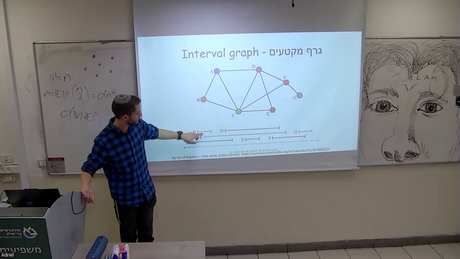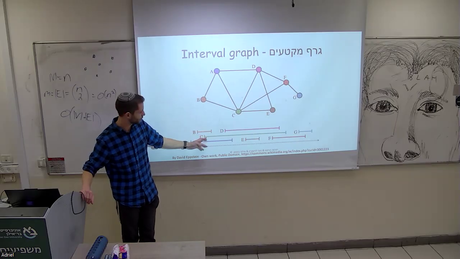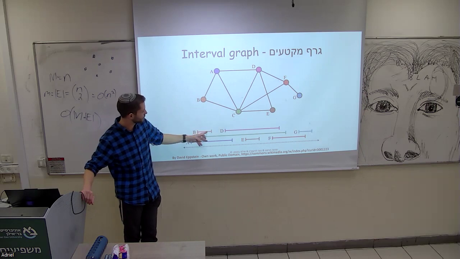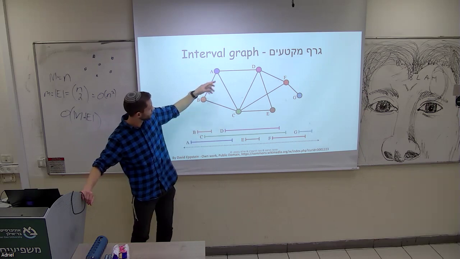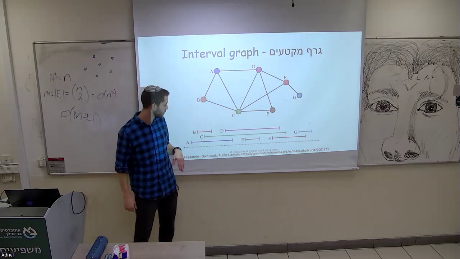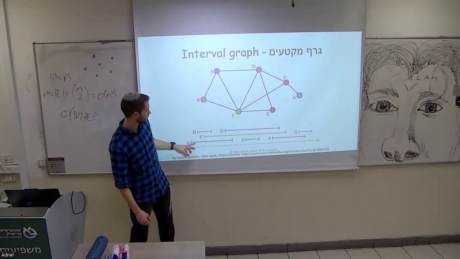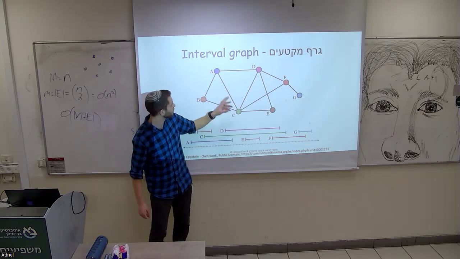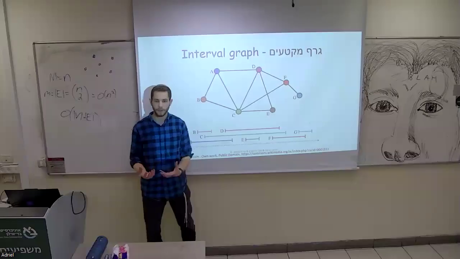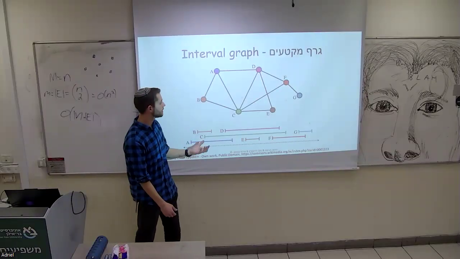So between C and B, we'll have an edge because there's a point where they intersect. So B and C will have an edge, and so too B and A will have an edge. They also intersect, and also C and A will have an edge between them. But C and E, or sorry, not C and E, but A and E won't have an edge between them because they don't intersect. And then if we save it in an adjacency list, it's very easy.